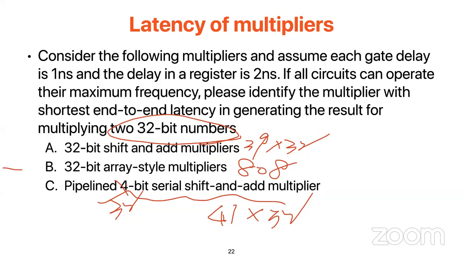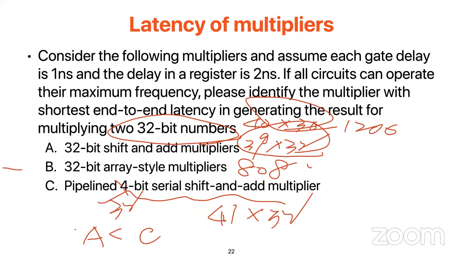So if you look at this, first of all, C is definitely longer than A. And if you count it, this is around 40, more than 30, so this is more than 1200. So B is actually the shortest one. For this question, we are talking about the end-to-end latency. Okay, Nicholas, question?